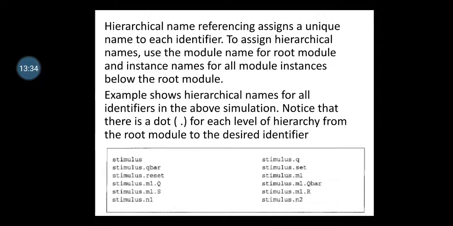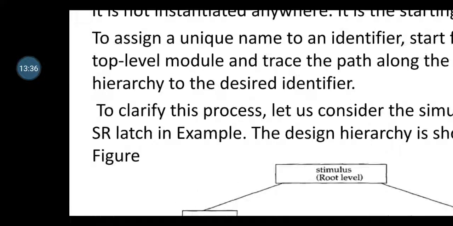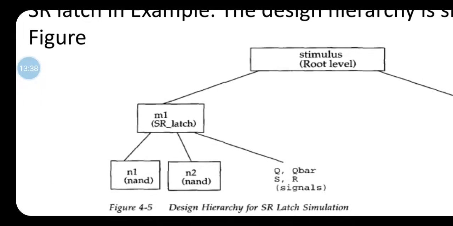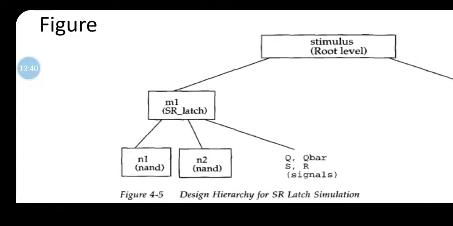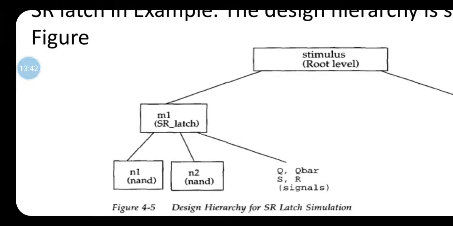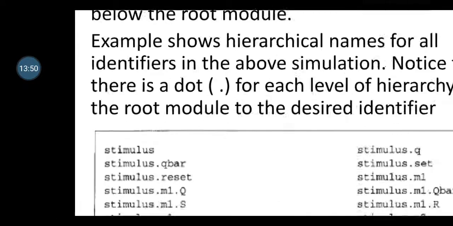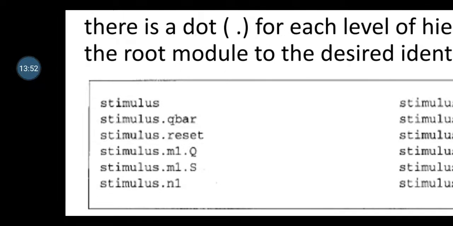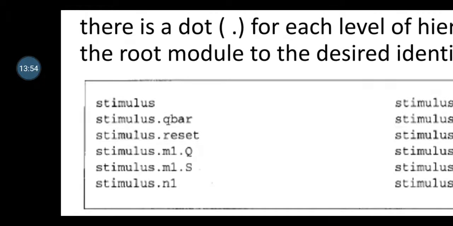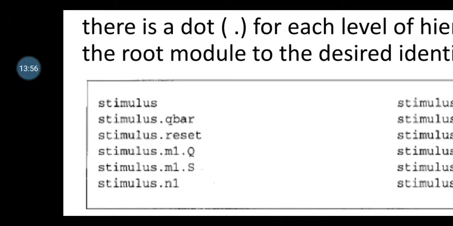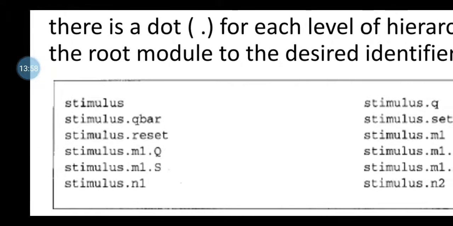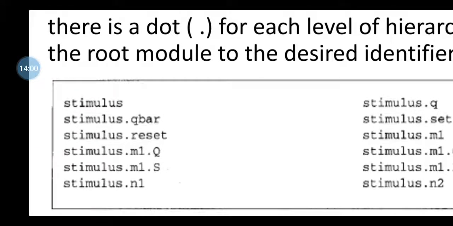This has been done. Next, what has stimulus instantiated now? M1. And under M1, what all do we have? Capital Q bar, SR, N1 and N2. Under this instantiation, we have that. So, how do we give a name to this? Stimulus has instantiated M1, so what will I write here? Stimulus dot M1 dot Q. Understood this meaning? How to give a name for them?